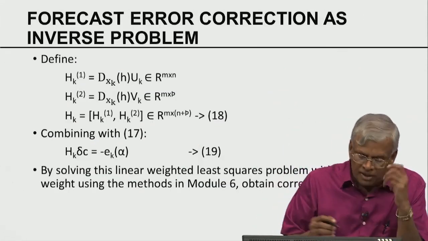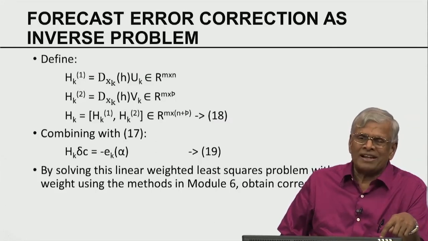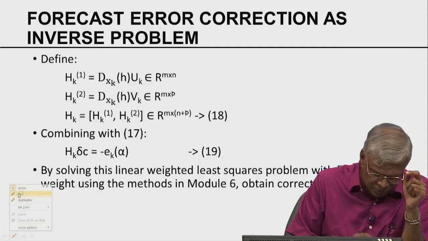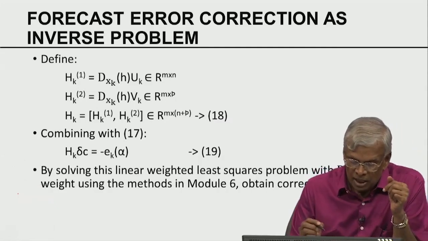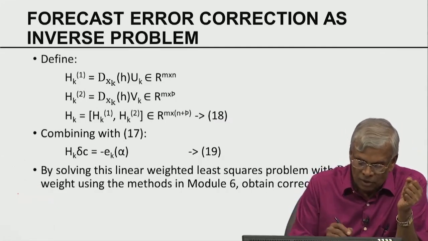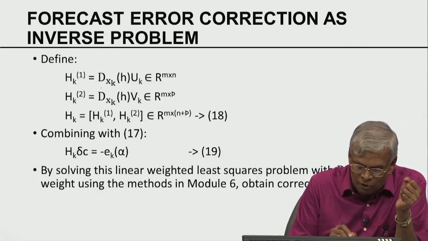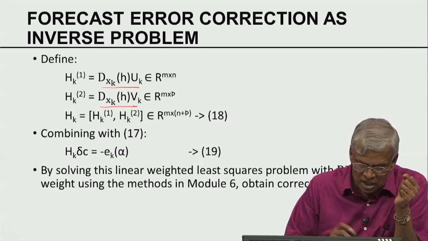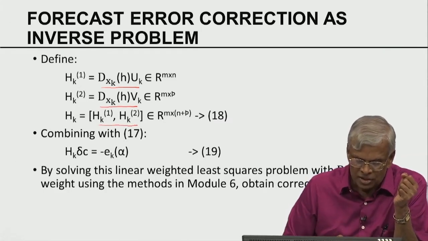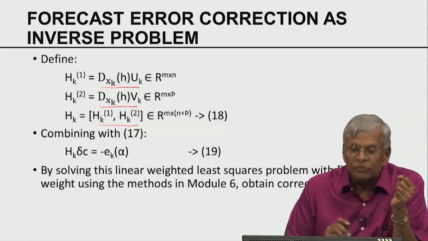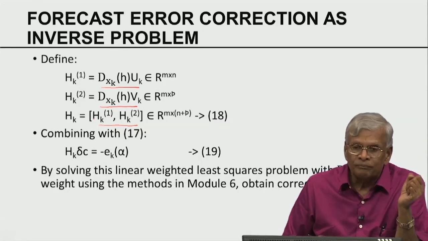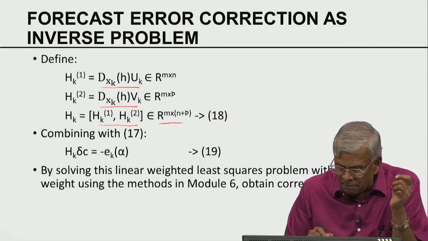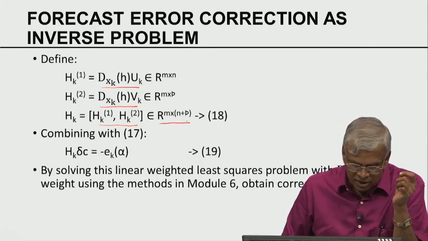So, to further simplify the notation, the forecast error correction as an inverse problem. I have already alluded to this and that is what we are going to be emphasizing again. I am going to define hk of 1 as the product of these two matrices, hk of 2 as the product of these two matrices. I am going to define a new matrix which is hk, the two matrices put together side by side. So, this matrix hk is an m by n plus p matrix.